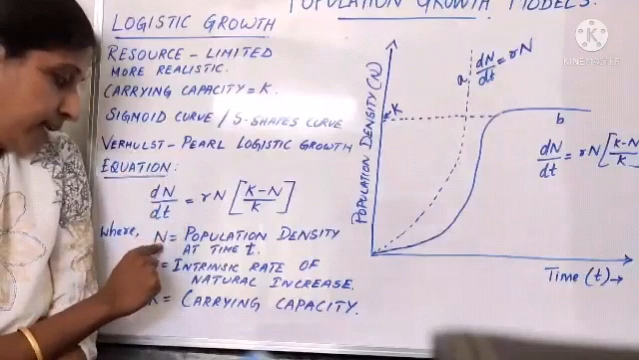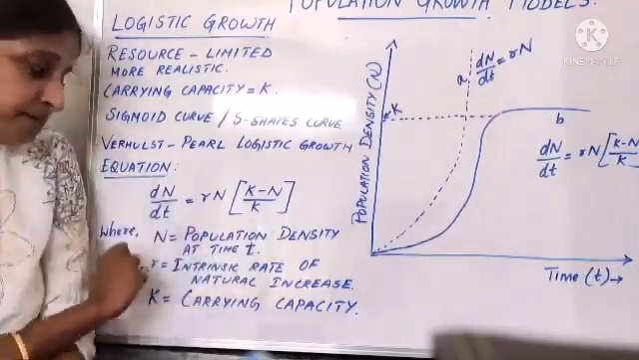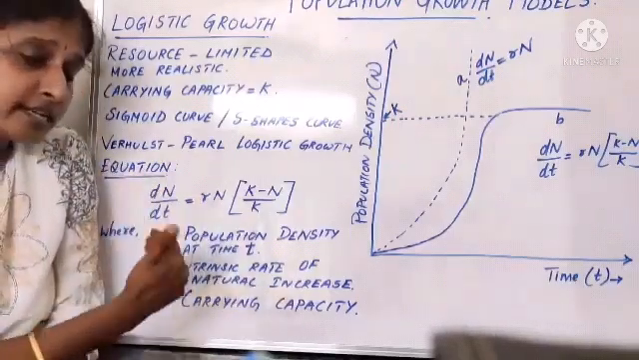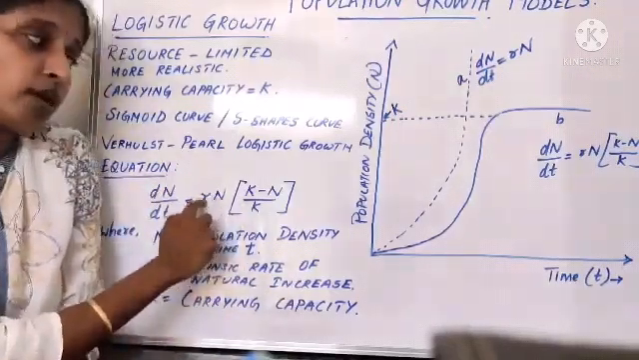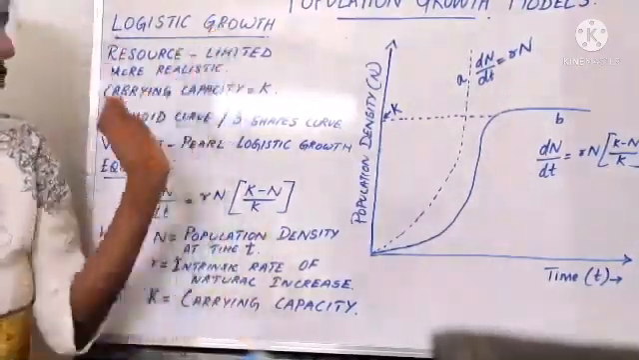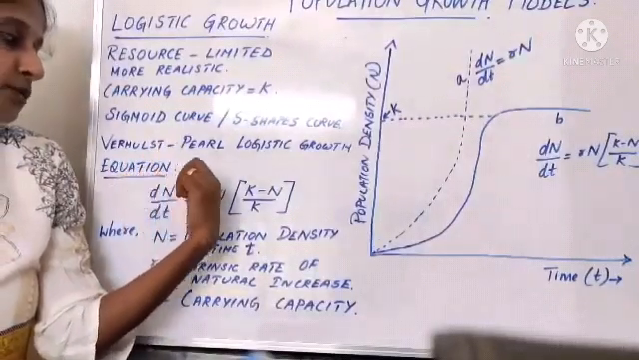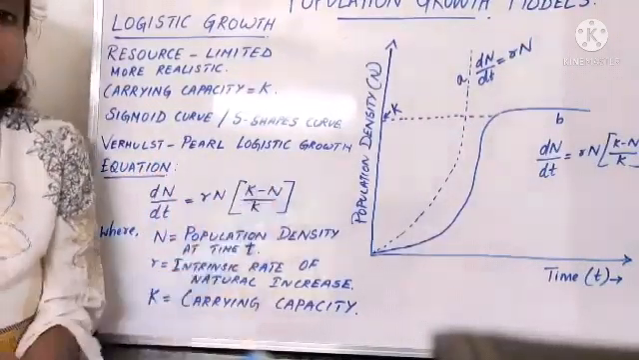So dN by dt. N is what? Population. Population density at a time t is N. R is what? Intrinsic rate of natural increase. What is K? K is carrying capacity. So how is this logistic growth curve equation represented? It is represented as dN by dt equals rN (K minus N) by K.